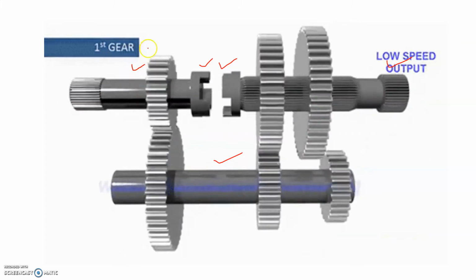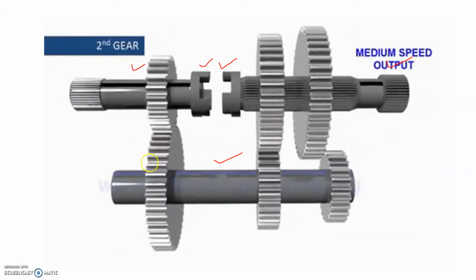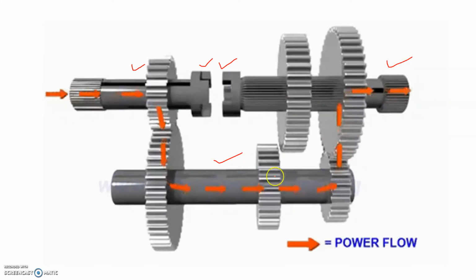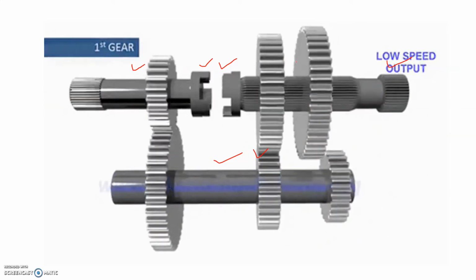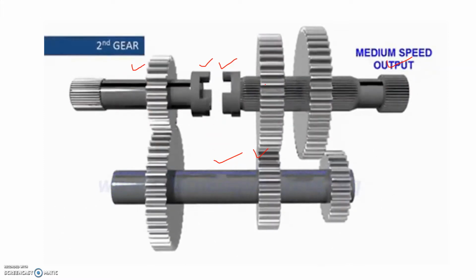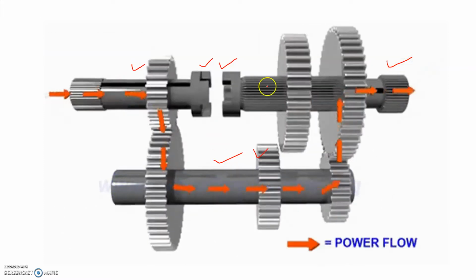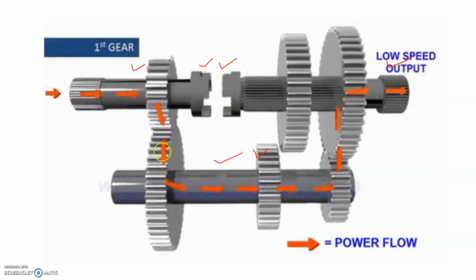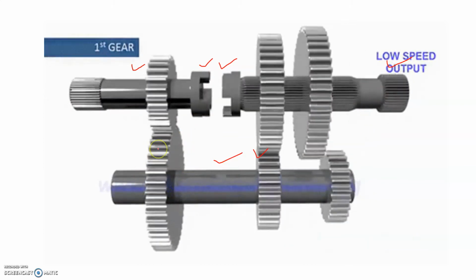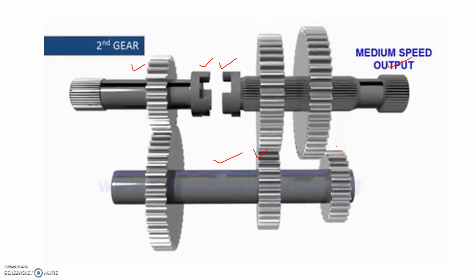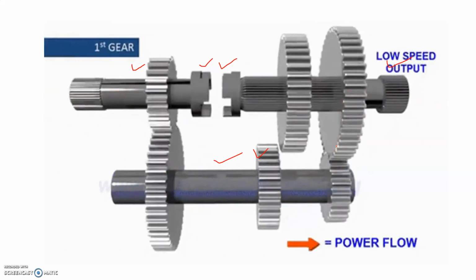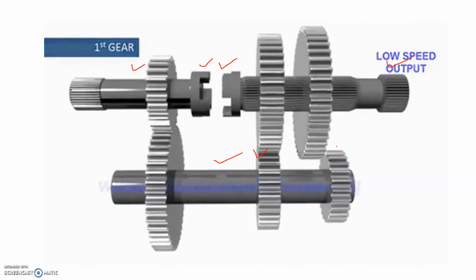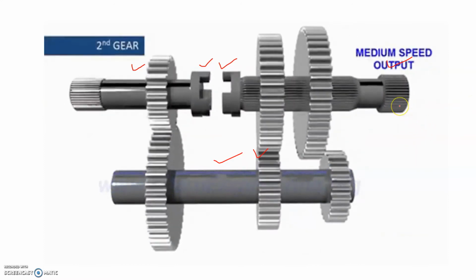For example, if this is rotating in clockwise direction, this will rotate in anti-clockwise. This gear will rotate in anti-clockwise, and again this will rotate in clockwise direction. So here we have three forward gear ratios, and according to the number of teeth and the size of the gear, we get different gear ratios. As you know, the first gear has the lowest speed, and the third gear will have the maximum speed on the output shaft, that is the gearbox output shaft.